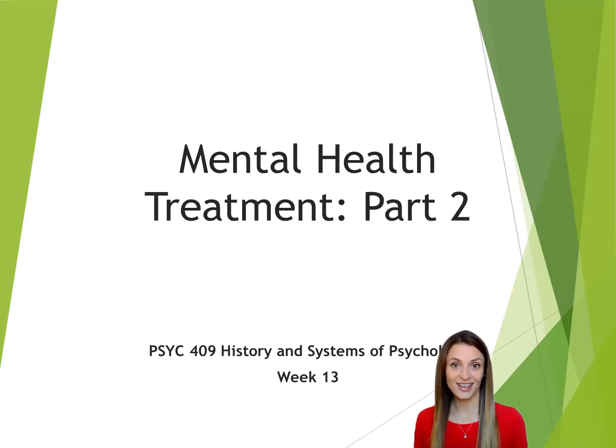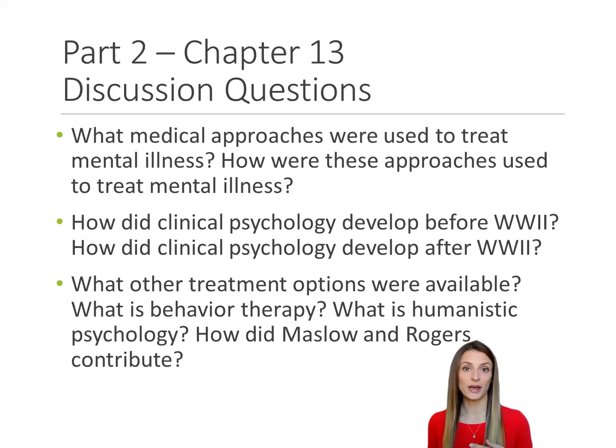Welcome to week 13. In this lecture, we're going to cover part 2 of the lecture that we started last week. We're going to look at the history of mental health treatment. You will learn about 3 major topics: the medical approaches of the early to mid 1900s, the relationship between clinical psychology and World War II, and 2 other treatment options that emerged in the middle of the 1900s: behavior therapy and person-centered therapy, which was part of humanistic psychology.